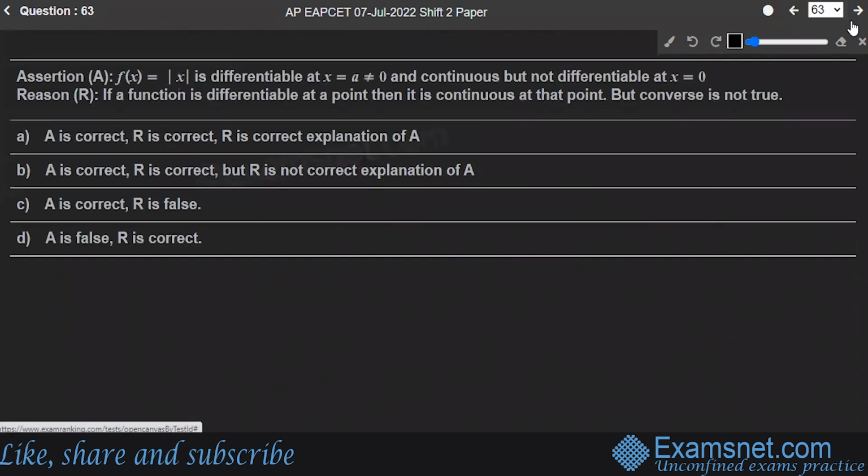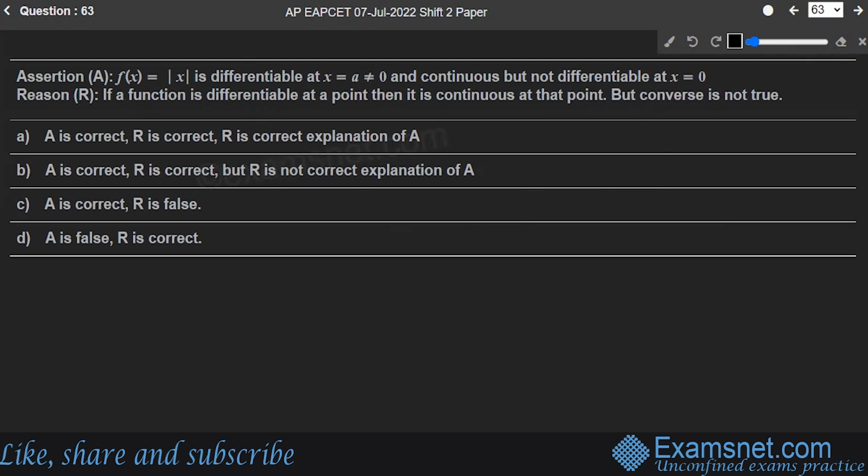Next is question number 63. This is an assertion and reason question. The assertion says f(x) equal to mod of x is differentiable at x equal to a, which is not equal to 0, and continuous but not differentiable at x equal to 0. The reason is, if a function is differentiable at a point, then it is continuous at that point, but the converse is not true. Let's try and make a graph for this.